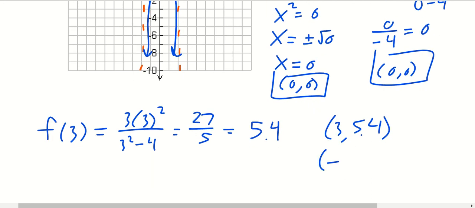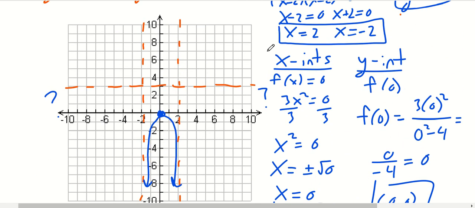And because we have that y-axis symmetry, it would also be the case that if you plug in -3, we would also get 5.4 out. So over here at 3, I'm going to go up 5 and not quite a half, like right there. And that kind of tells us what the rest of this graph is going to look like.